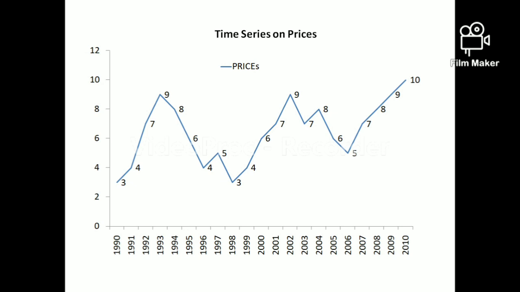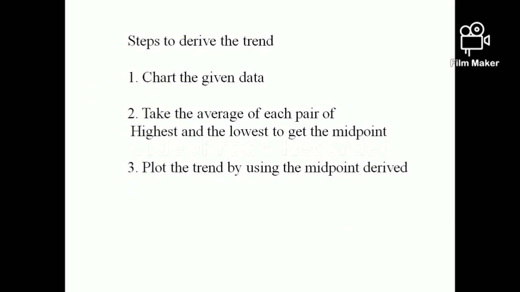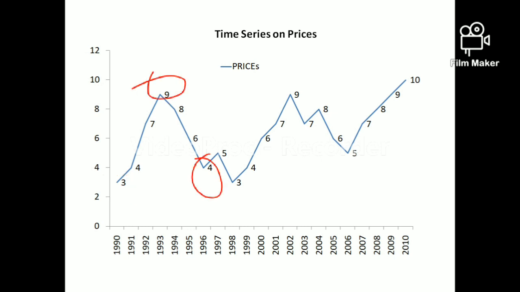Okay, after charting the data, the second step is to take the average of each pair of highest and the lowest to get the midpoint. So let's see. In this diagram, we see the curve going up and down, reaching some higher points and then also going down to a lower point. So what we do is we try to find the midpoint by taking the average of each pair of the highest and the lowest value.